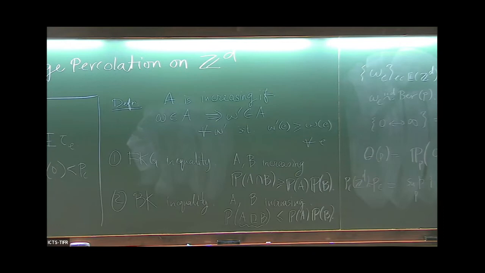So again, going back to the previous example, if A is the event that A is connected to B and B is the event that C is connected to D, then the disjoint occurrence is that there are disjoint paths connecting A to B and C to D.